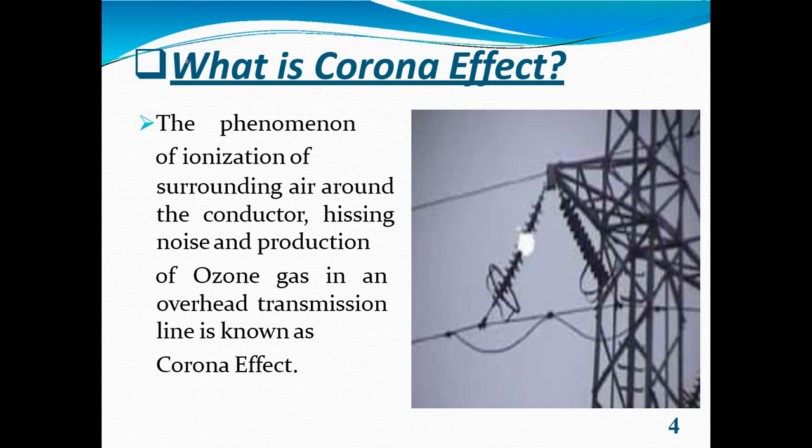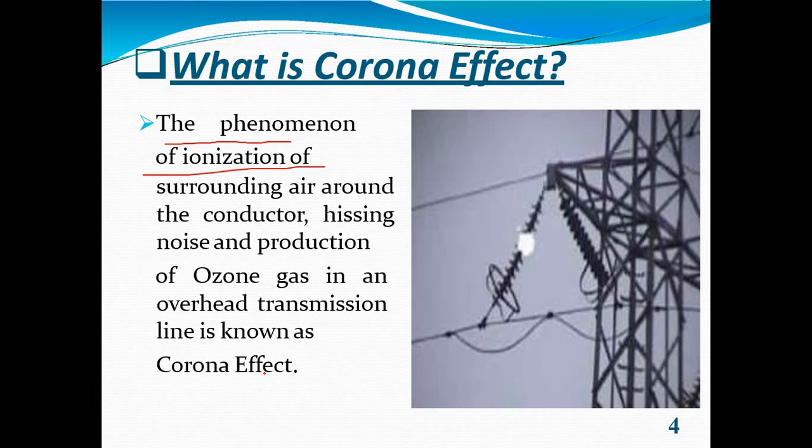The phenomena of ionization of surrounding air around the conductor, hissing noise, and production of ozone gas in an overhead transmission line is known as a corona effect. The higher the voltage is raised, the larger and higher the luminous envelope becomes, and the greater the sound, the power loss and the radio noise increase.